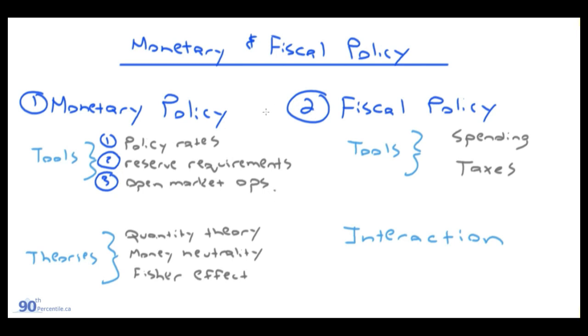supply. And of course, central banks can either engage in expansionary or contractionary monetary policy using these three tools to keep the health and growth of the economy on the trajectory that it deems acceptable. We're going to touch really briefly on some theories related to monetary policy. So one being the quantity theory of money, the idea of money neutrality, and the Fisher effect. We'll get into those a little bit later.